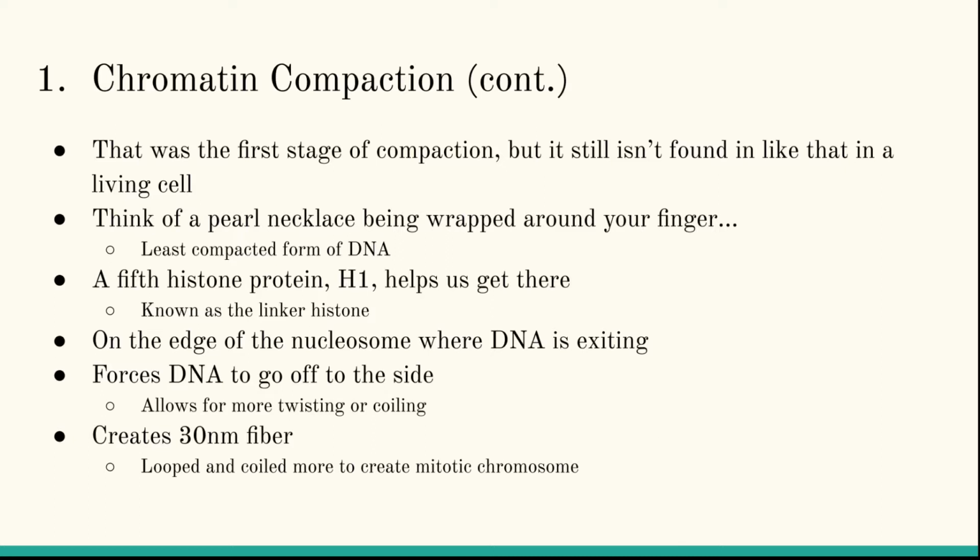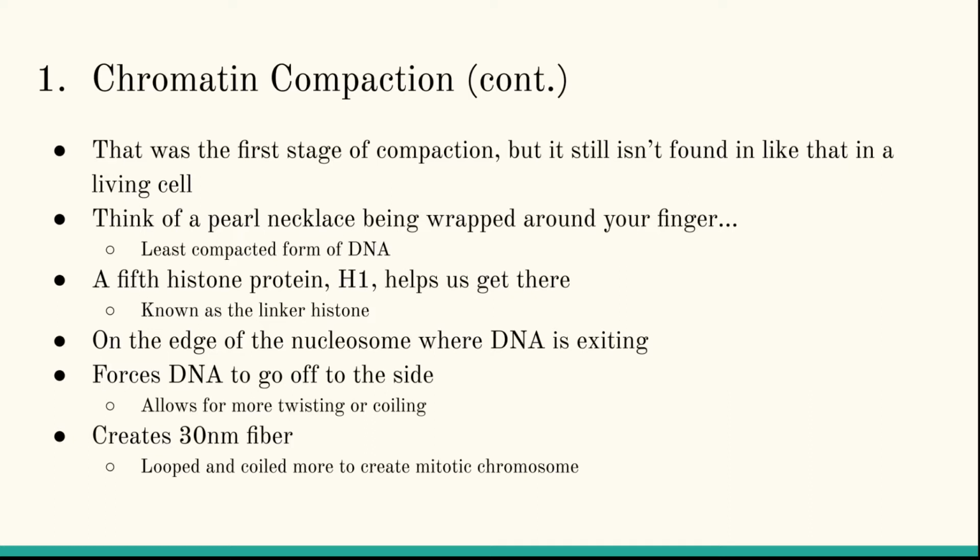How about we think of a pearl necklace being wrapped around your finger? The more you twist it, the more it starts to coil. This is an example of the least compacted form of DNA. A 5th histone protein, H1, is what allows us to get to that point. This is known as the linker histone. It sits on the edge of the nucleosome where DNA is exiting. It forces the DNA to go off to one side.